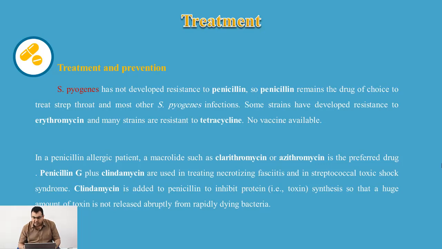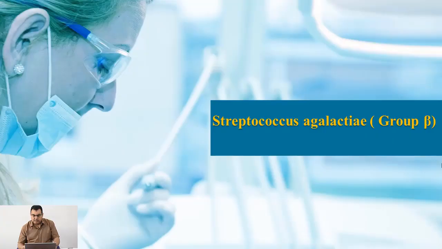Penicillin G plus clindamycin is used to treat necrotizing fasciitis and streptococcal toxic shock syndrome. Clindamycin is added to penicillin to inhibit protein, that is toxin, synthesis, so that a huge amount of toxin is not released abruptly from rapidly dying bacteria.